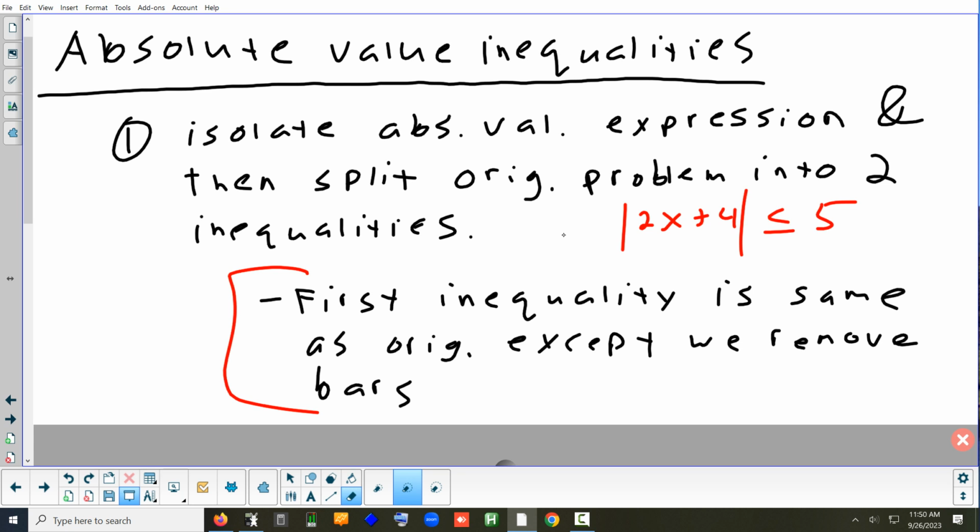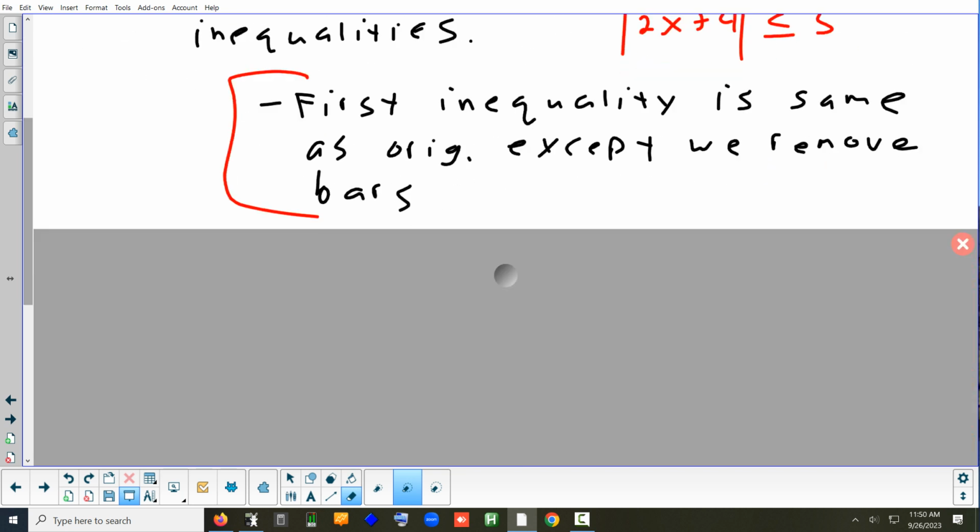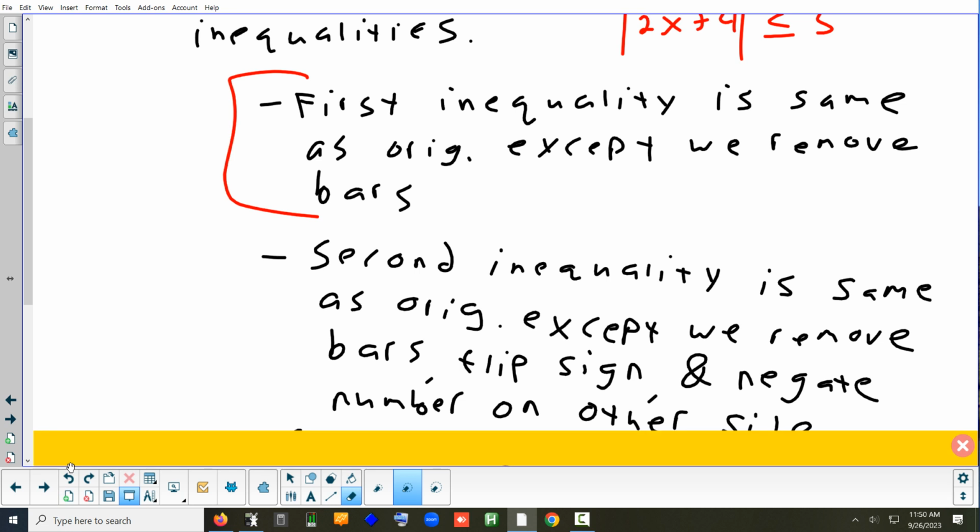But with inequality, there's one more step. When we make something on the other side negative, we also have to flip the sign. So that's the extra step. So for the second inequality, you take away the bars, you make the number on the other side negative, but you also have to flip the sign. And then you solve each one of these inequalities.